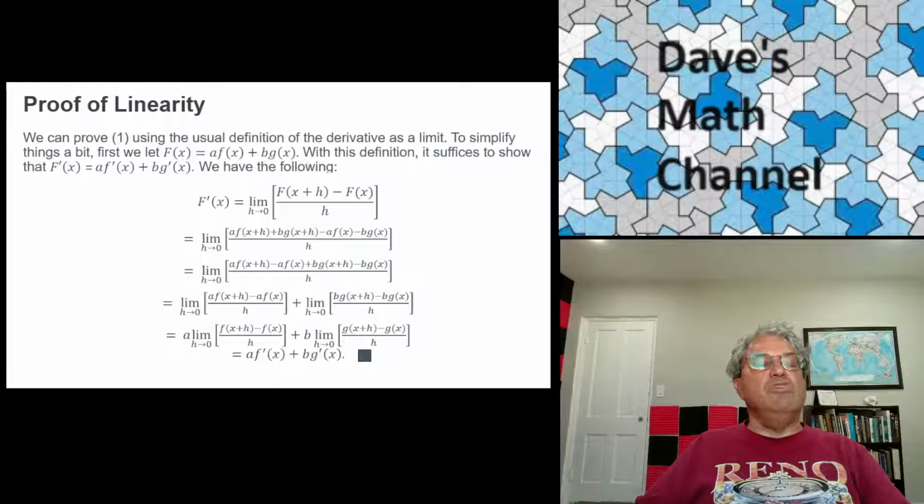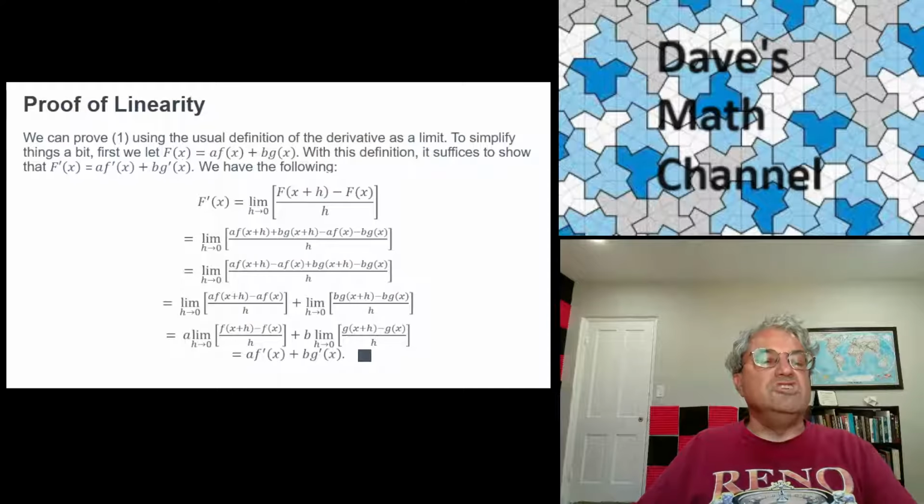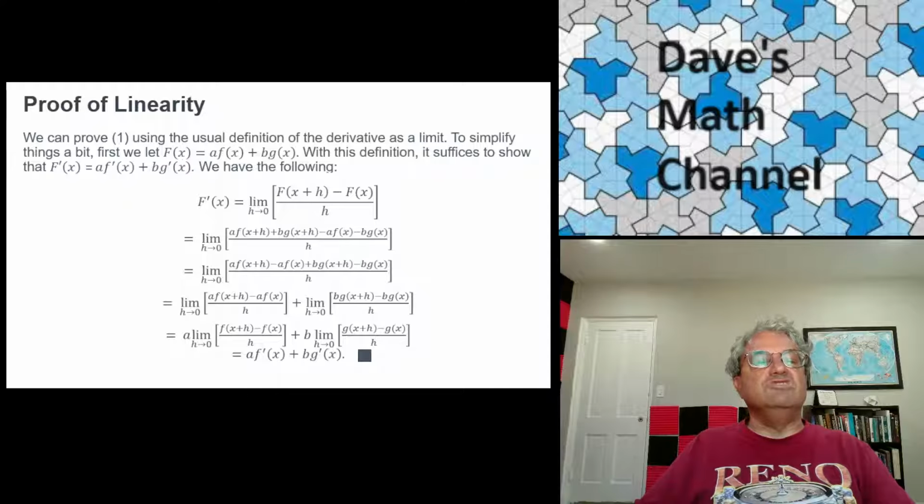So here we do it. We use the limit definition. It's a little bit of a complicated derivation, but I think you can follow it. So, the first line, I'm just applying the definition of the derivative of capital F. And now in the second line, I'm substituting what capital F is. And remember, capital F of x is just a times little f plus b times little g. And so I do that on both sides.